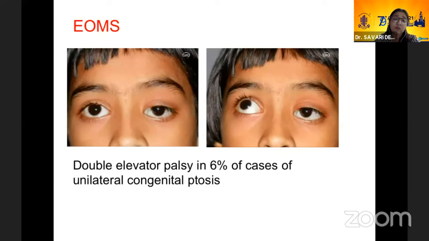Even in cases of ptosis with hypotropia, it is very important, as when the hypotropic eye is made to look in primary gaze, often the ptosis goes away.